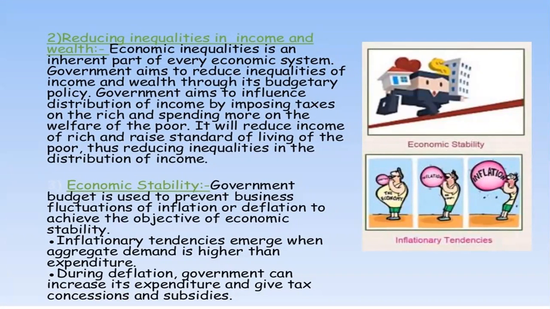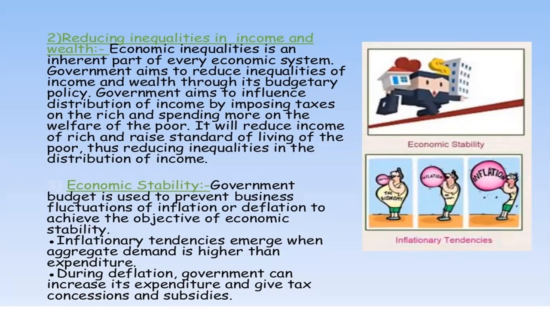Next is reducing inequalities in income and wealth. In economics, inequality is an inherent part of every economic system. So the government aims to influence the distribution of income by imposing tax on the rich and spending more and more on the welfare of the poor, so it can reduce the gap. In the budget they discuss those points and try to implement policies on them. Next is economic stability. The government budget is used to prevent business fluctuations of inflation and deflation to achieve economic stability. Government expenditure and taxes can help in fighting price fluctuation.